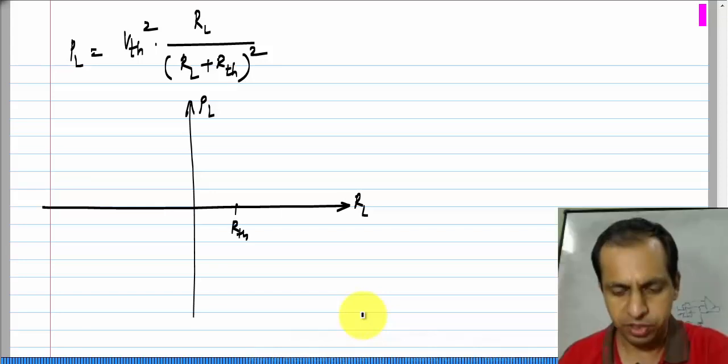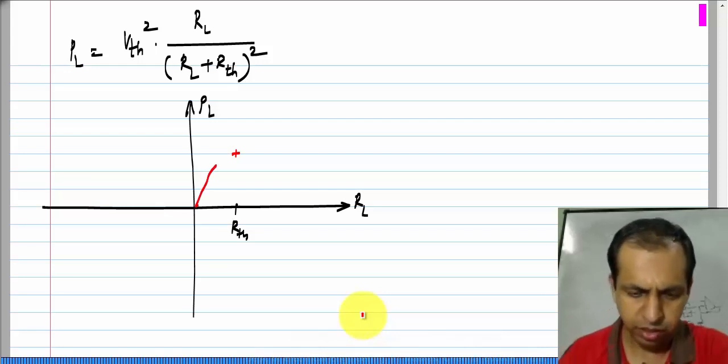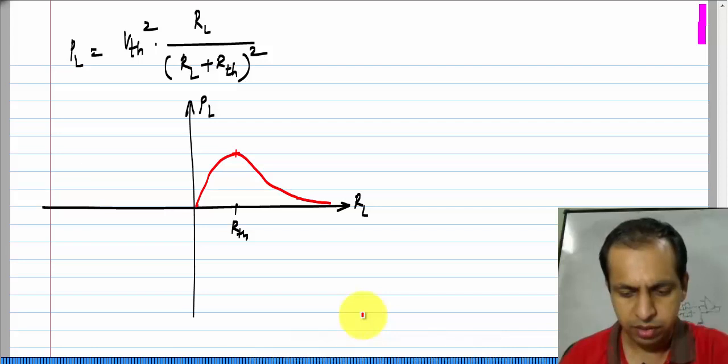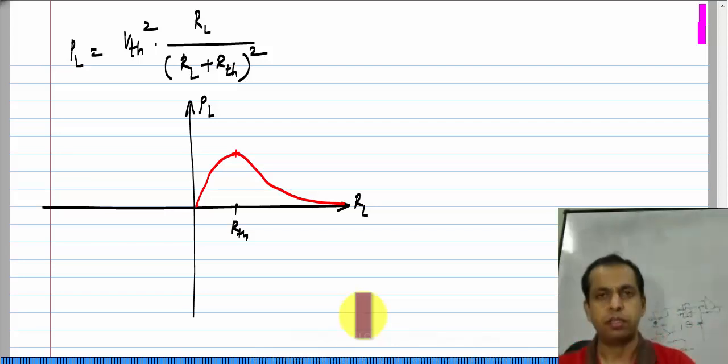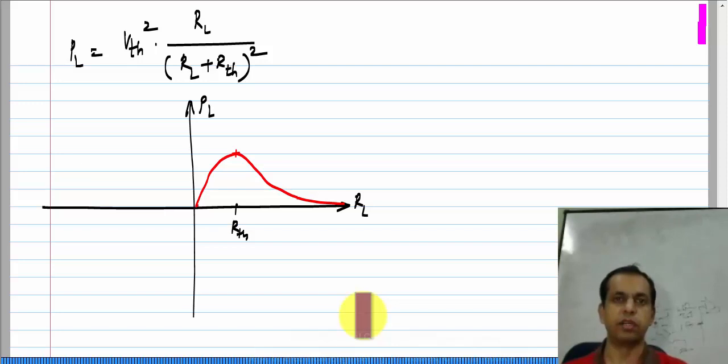If RTH is positive and RL is restricted to be positive, then this function will be maximum when RL equals RTH, and then for both RL equal to 0 and RL equal to infinity, the power falls off to 0. Okay. For RL equal to 0, the load is a short circuit, there can be no voltage across it and it does not dissipate any power. Similarly, when RL equals infinity, it is an open circuit, there can be no current through it, and again there is no power through RL.